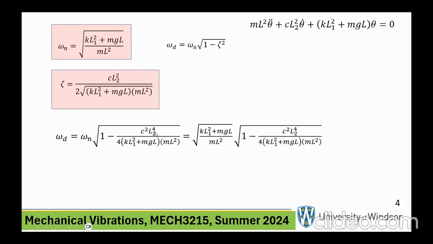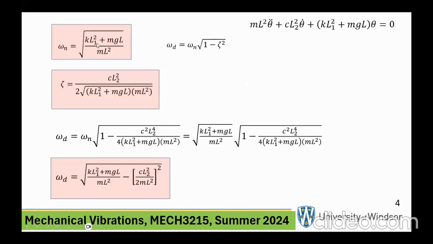Now, if you plug this thing in, if this is zeta and you plug this in, you get that. Really, I don't suggest that we memorize this formula. It's just that you know what that damping ratio is, and if you need it, you just stick it in there. But anyway, there we are. So what we have here is the undamped natural frequency, damping ratio, and if you do a cleanup here, you're going to get the damped natural frequency as shown there.